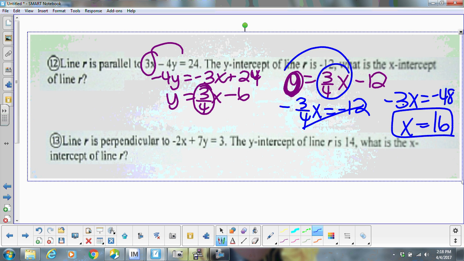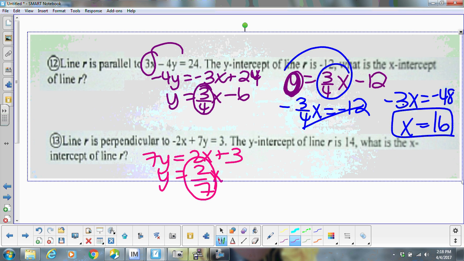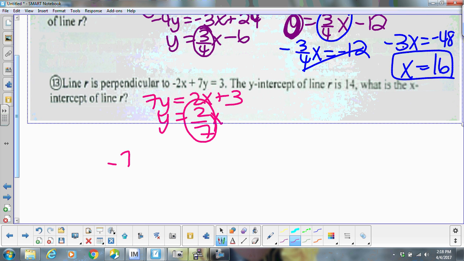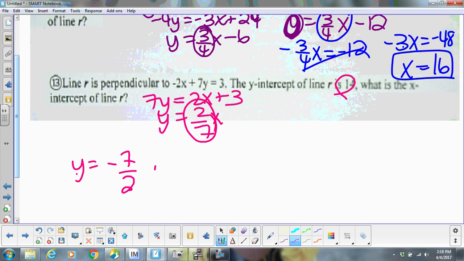You're going to do the same process. I'll just start number 13 for you. You're still going to get your slope. Right now our slope is 2/7, so our perpendicular slope is going to be negative 7/2. Then our y-intercept is 14. Now when you solve, you're going to get 7/2x equals 14. You will cross multiply and divide from there.